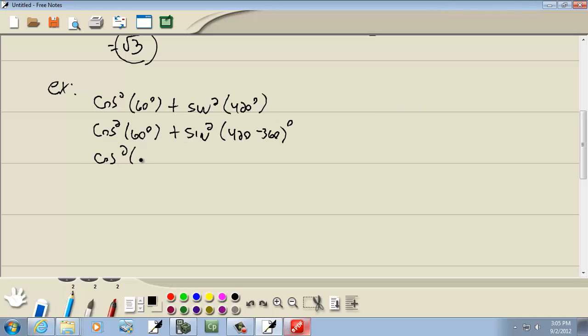So we get cosine squared 60 degrees plus sine squared 60 degrees. Now if you got cosine squared plus sine squared and the angles are the same, that gives you 1. It's one of our identities, one of our properties. Cosine squared theta plus sine squared theta is equal to 1.